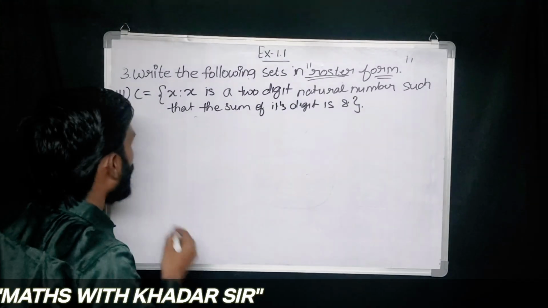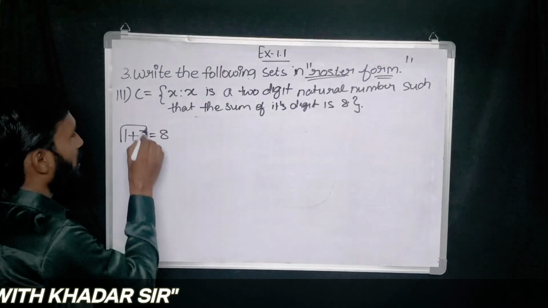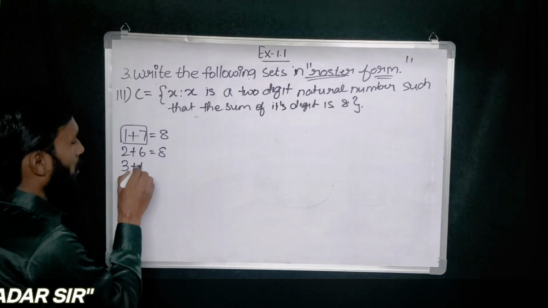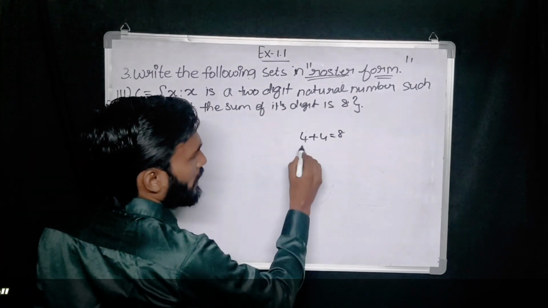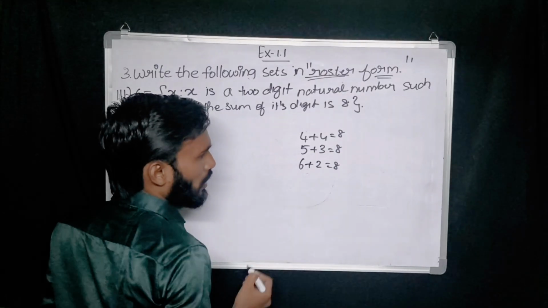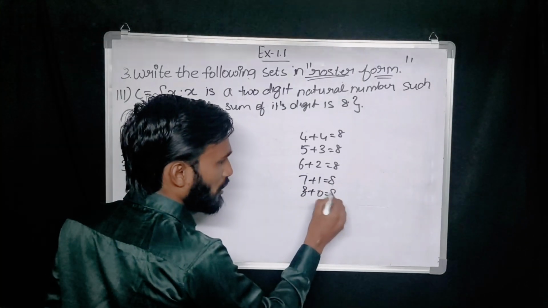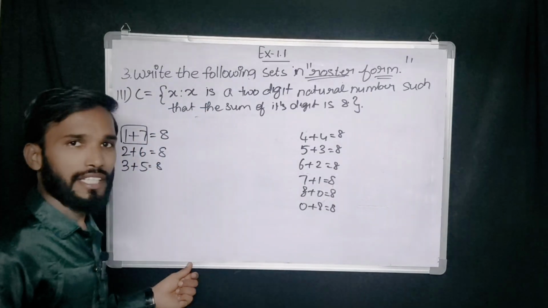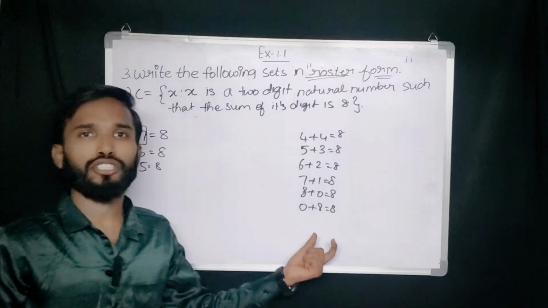What are the combinations of 8? 1 plus 7 is equal to 8. That means this is one combination. Next, 2 plus 6 is equal to 8. 3 plus 5 is equal to 8. 4 plus 4 is equal to 8. 5 plus 3 is equal to 8. 6 plus 2 is equal to 8. 7 plus 1 is equal to 8. 8 plus 0 is equal to 8. 0 plus 8 is equal to 8. Now see, these are all the combinations of 8.